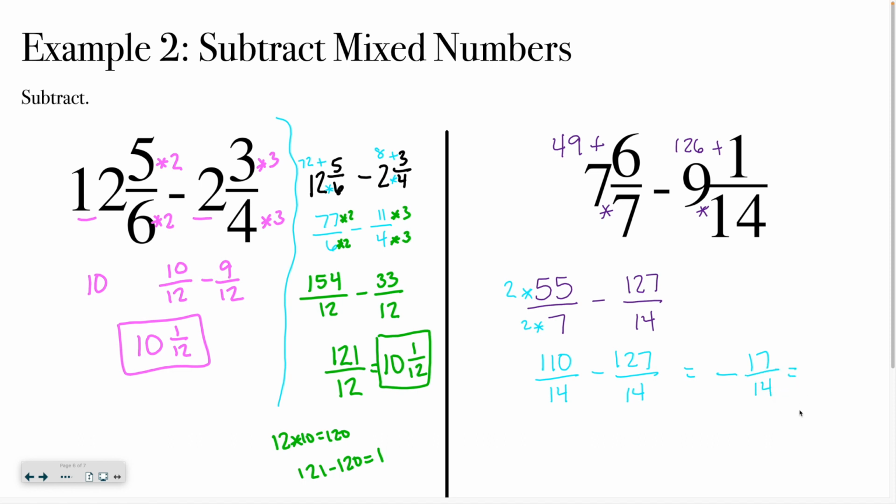And I'm going to convert that to a mixed number. I know 14 can go into 17 one time. And if I'm looking for how many left over, that would be 3. And so my answer would be negative 1 3/14. Okay, if you have questions about that, please ask for help. I'm happy to help you.